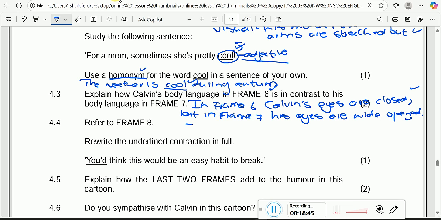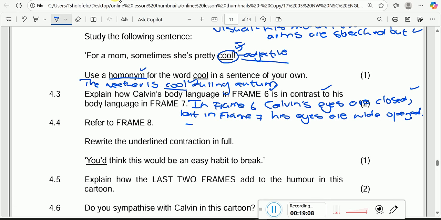Another response is that in frame 6, Calvin is standing still on the ground, but in frame 7, he seems to be airborne, meaning that he is jumping. Or alternatively, you can say, in frame 6, Calvin's body is leaning backwards, but in frame 7, he is hunched forward. And this is exactly how you respond to the question of contrast.